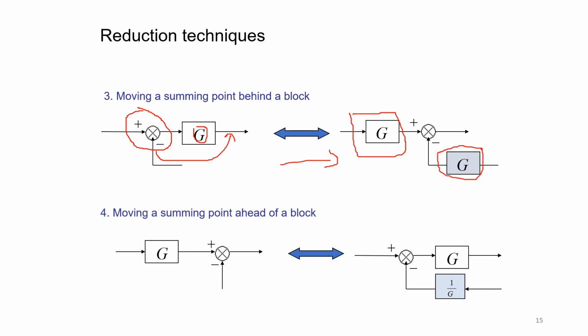And similarly, if I have a summing point after a block, so I have a block G and there is a summing point after this block, and if I want to shift this block behind this block G, so if you want to move the summing point behind the block G, then this branch, whatever you are shifting here, will get multiplied by 1 by G, or it is nothing but divided by G, the gain whatever you have for this particular block. So, very important rules to reduce your block diagrams.